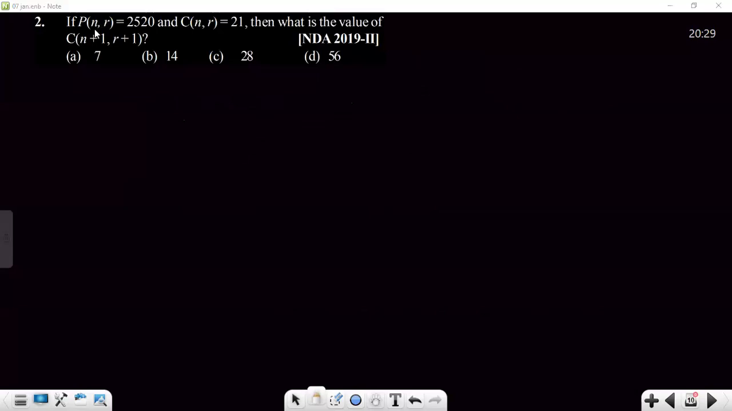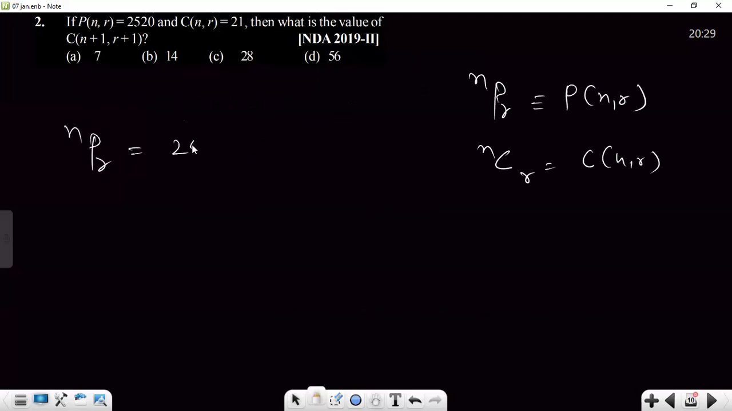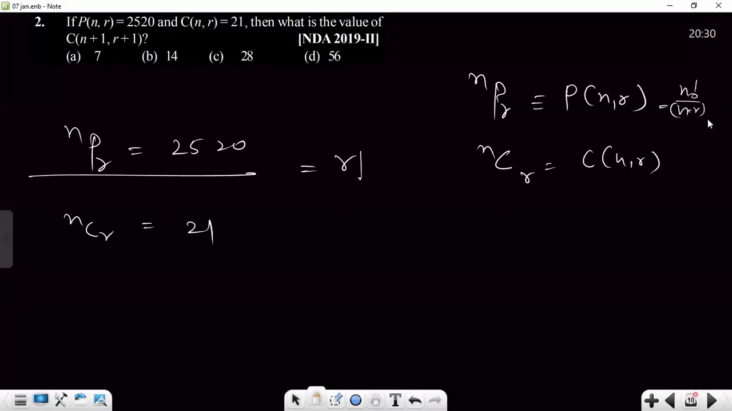Okay, next question. nPr can also be written as P of n and r like this, and the same goes for nCr. Now it is given that nPr is 2520 and nCr is 21. We know the ratio of them will give us r factorial because of their formulas. Are you aware that nPr is n factorial upon (n minus r) factorial, and nCr is n factorial upon (n minus r) factorial into r factorial? So that's why their division will give us r factorial. Clear?